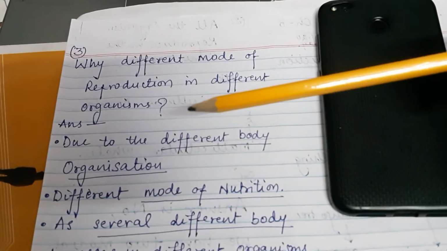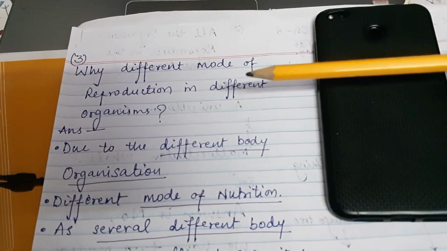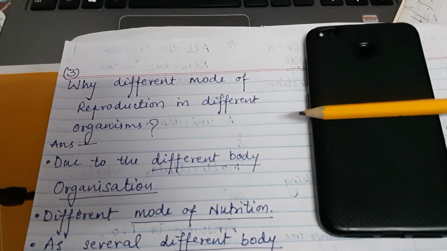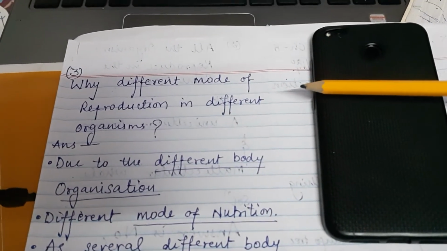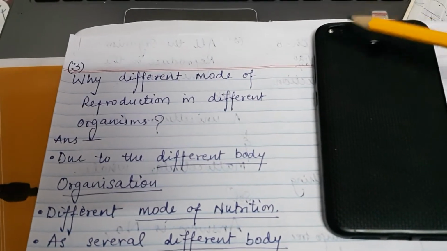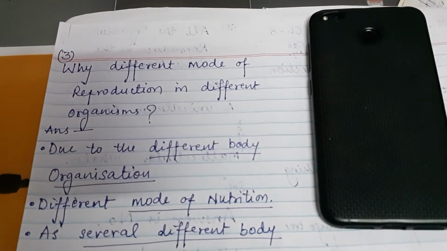Like amoeba consists of only one cell, that is, it is a unicellular organism, while a human consists of many cells. So it is a multicellular organism. Maybe just because of this the reproduction mode is different.